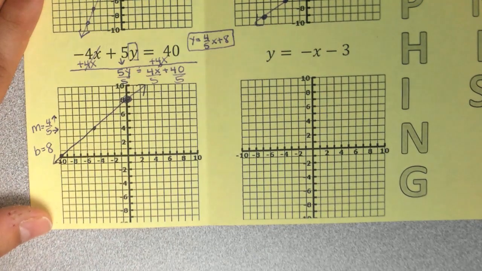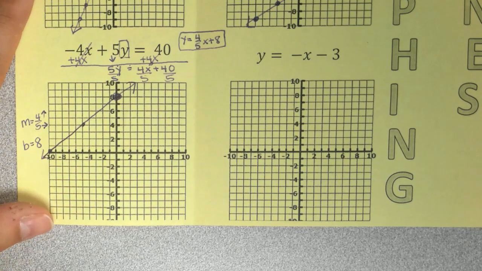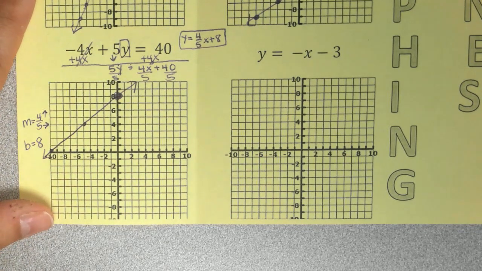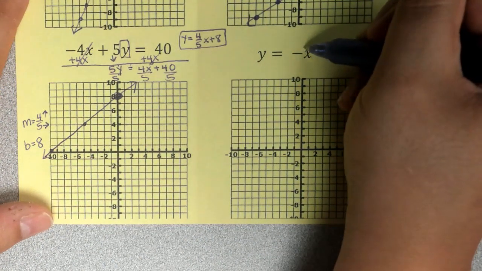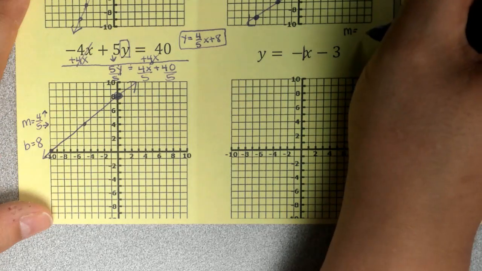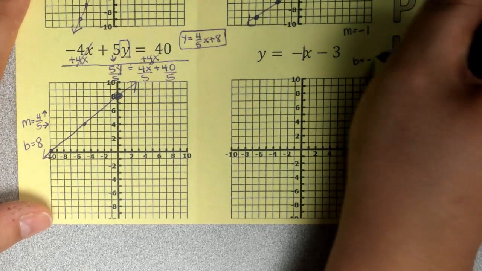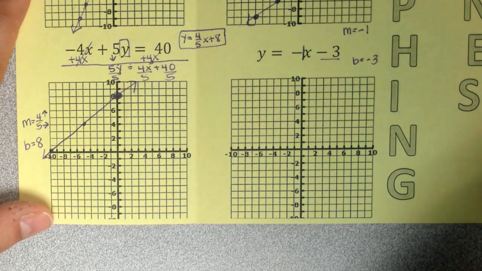Did you connect your points and draw arrows? Cool. All right, last one. This one's a little bit tricky. Why? Because it's just an x. What did we say to put right here? So what is my m? -1. What is my b? -3. Don't forget that negative with it.